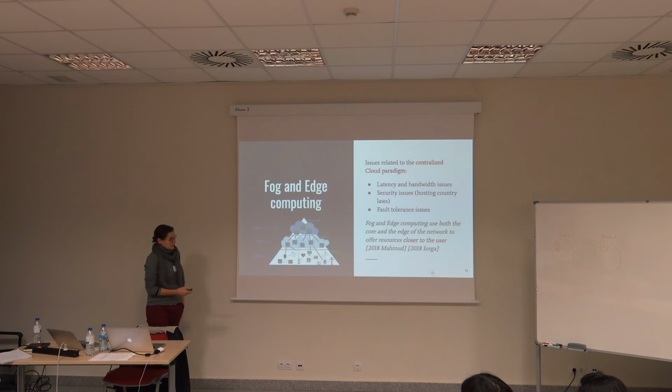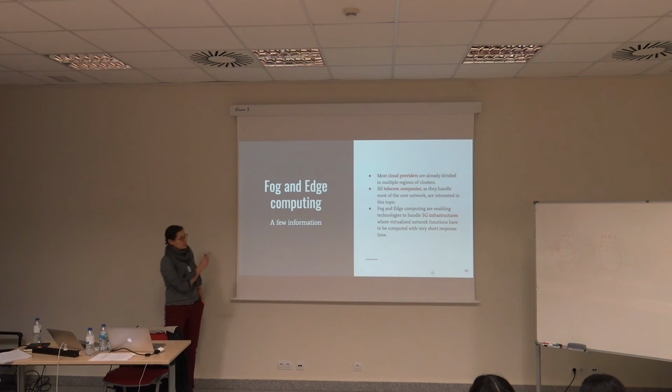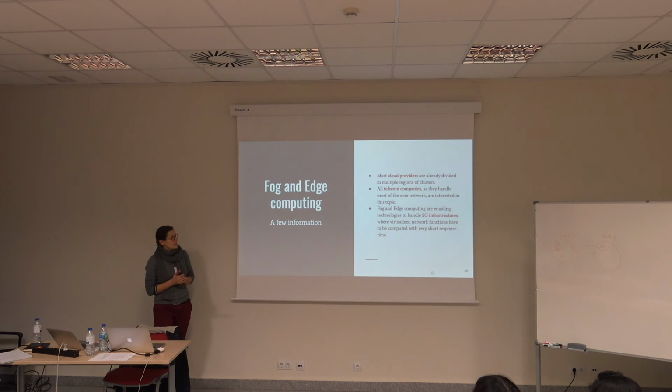So fog and edge computing is a very trendy topic. Actually, most cloud providers already divide their data centers into regions, mainly because of the law problem. So for instance, in Amazon, I think there are 200 regions or something like that. So it's already kind of distributed. Also, of course, telecom companies are very interested in fog and edge computing because they handle the core network. Like Orange, they have the core network. So if they put resources in the core network, they will be able to rent the core network for computation, which is an additional payment for them. You see, they have new clients, and it's good for them.